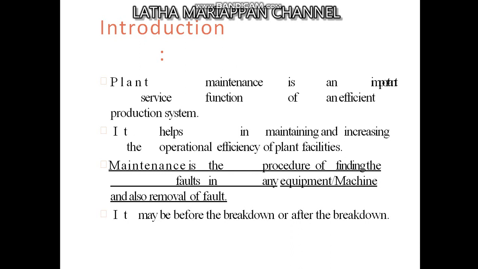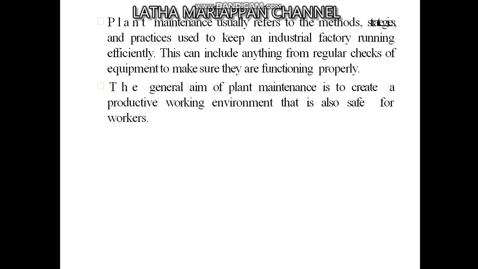Maintenance is the procedure of finding the fault in any equipment or machines and also removal of the fault. It may be before the breakdown or after the breakdown. So you have to properly maintain your plant and equipment. Weekly, monthly, every 6 months, every 2 years, or every 3 years, you have to maintain the equipment and plant properly, in order to get the operational efficiency of your plant facilities.